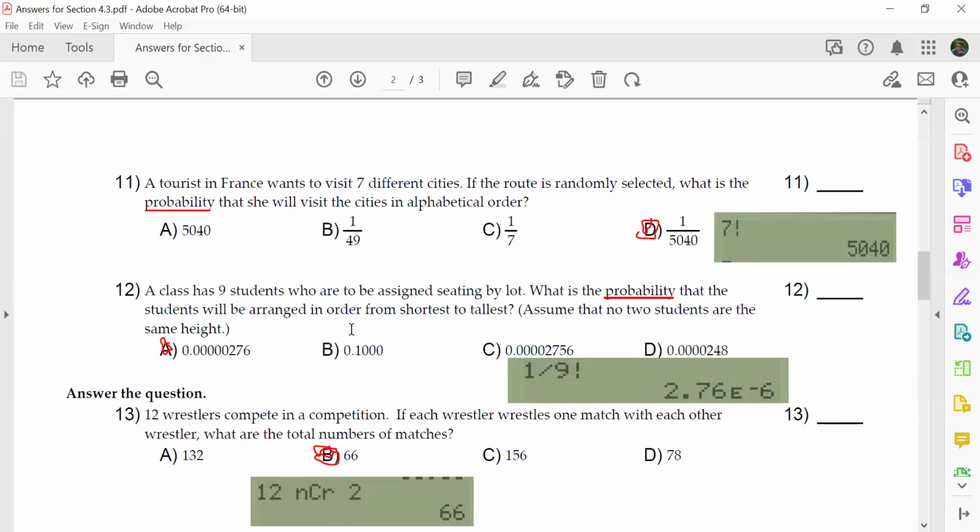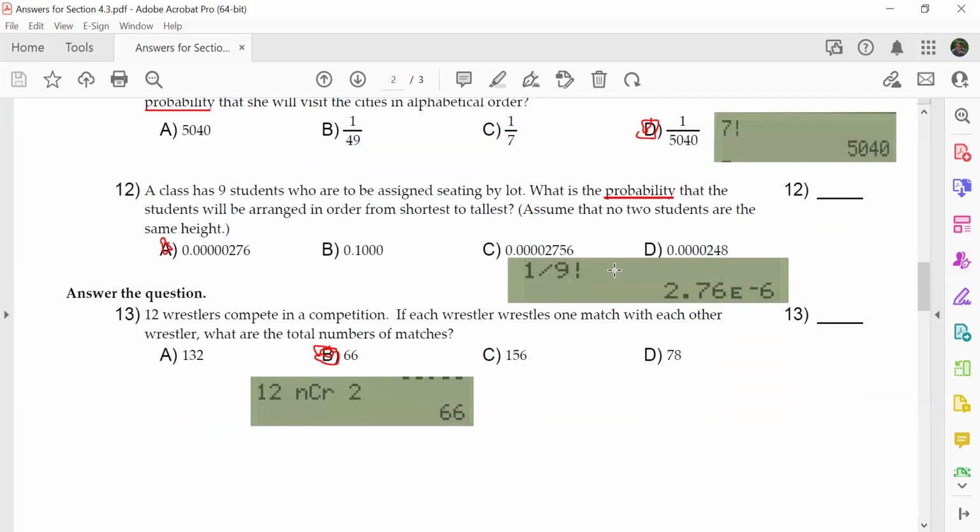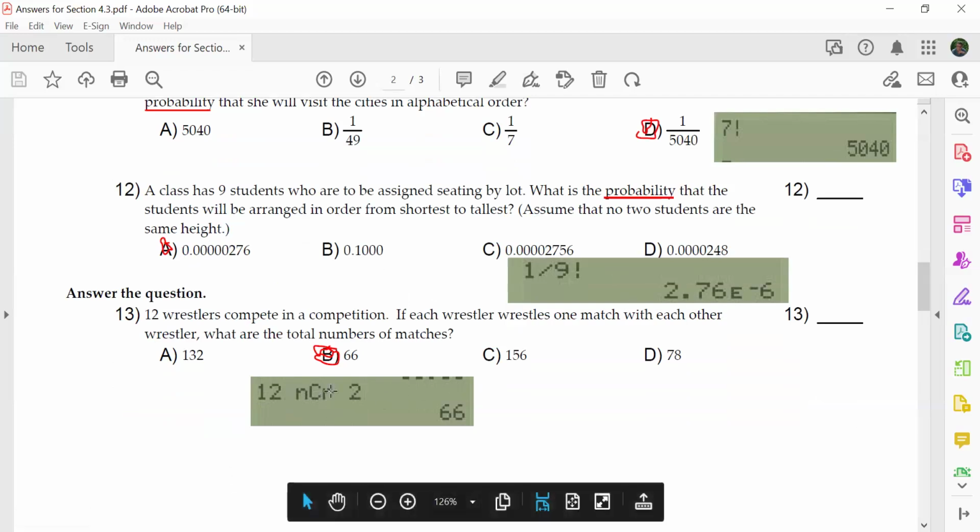You're right. So the key thing is if you're arranging all of them, it's always going to be a factorial. And if you see the word probability, that's why I underline it, it's going to be a fraction, and the numerator is always, always, always going to be 1. Okay. Did you follow 13, why it was a combination versus a permutation?